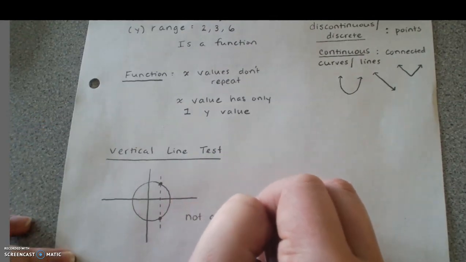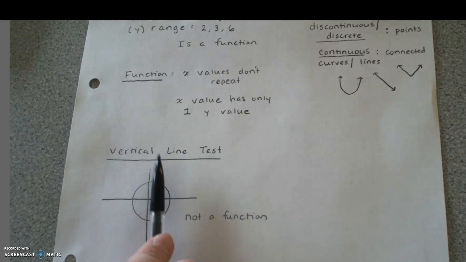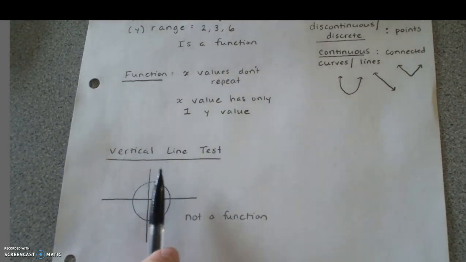Our shapes are never going to be functions because they're going to touch more than once. So that's what the vertical line test is. If you have a graph and you go vertically anywhere, draw an invisible line, if it touches more than once, it is not a function.